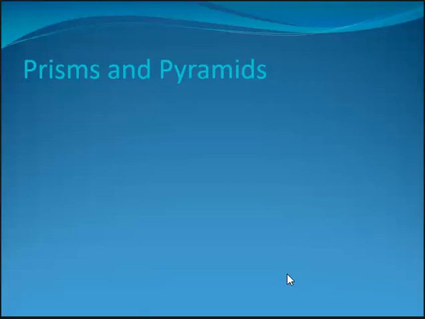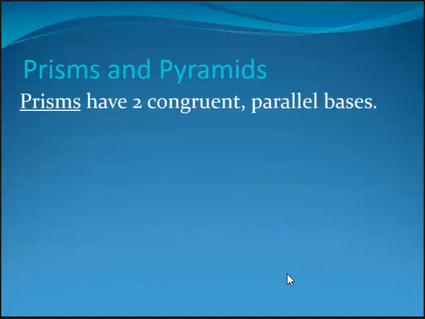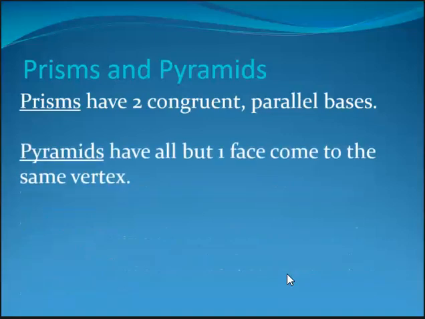Okay, specific types of three-dimensional objects. We have prisms and we have pyramids. What is the difference? Prisms have two congruent parallel bases. Pyramids have one face at the bottom, and then all the other faces come to the same vertex.